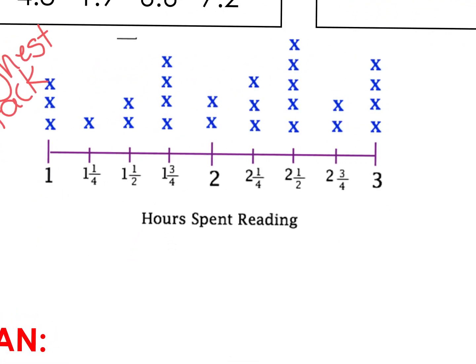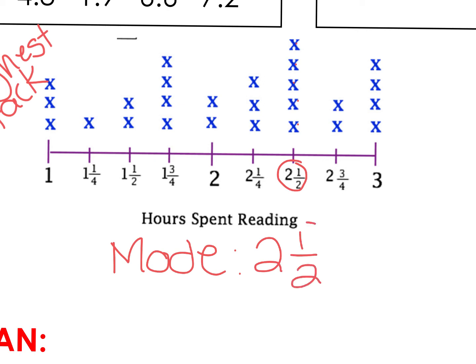So the number that occurs the most here and the number with the highest stack would be 2 1/2, because if you see here, you have the most amount of X's here. You have 1, 2, 3, 4, 5 X's. That's more than any other X's, so that's the number that occurred the most. So the mode, according to this graph, would be 2 1/2. Pretty simple.